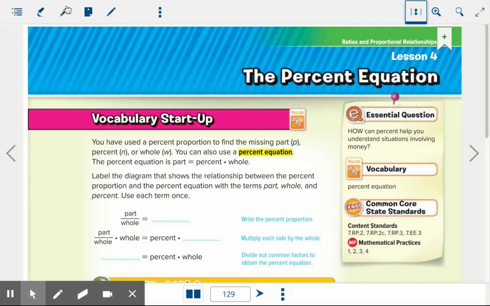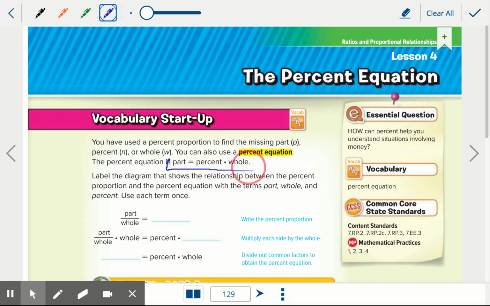Well, if we manipulate that equation just a little bit, we end up realizing that when we did our cross products, what you learn is the part is equal to the percent times the whole. And so instead of writing two fractions, we can go straight to the equation. And that's exactly what the percent equation does.